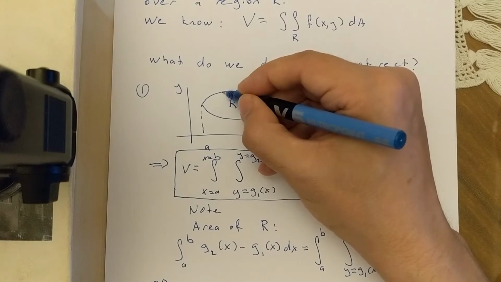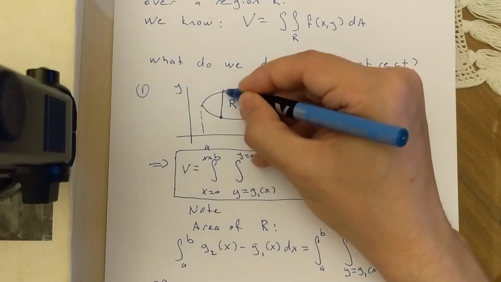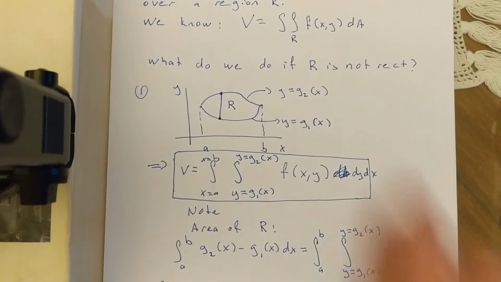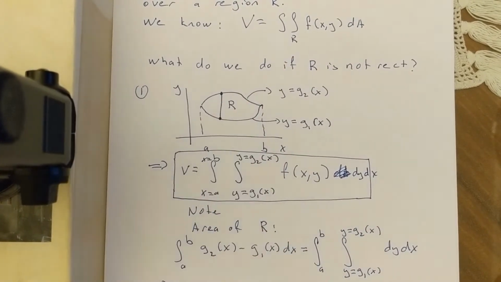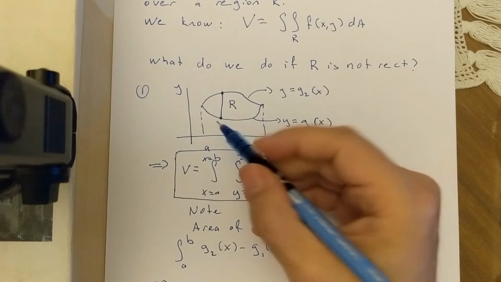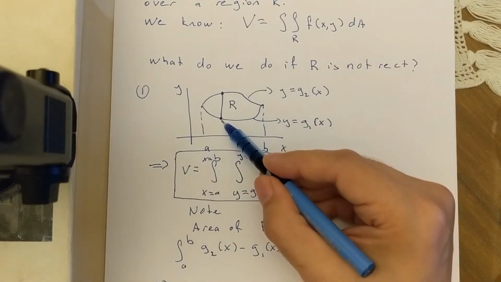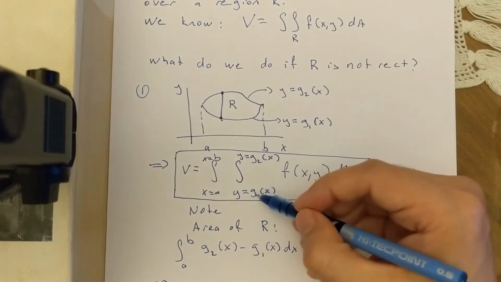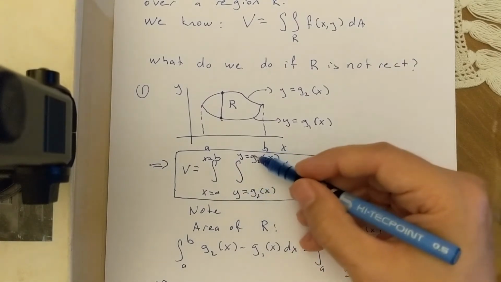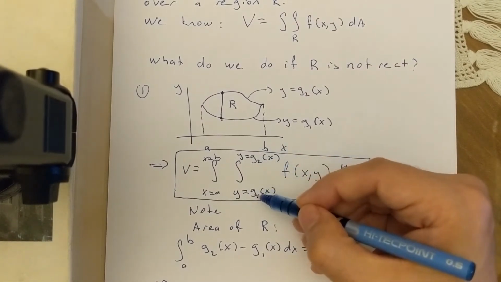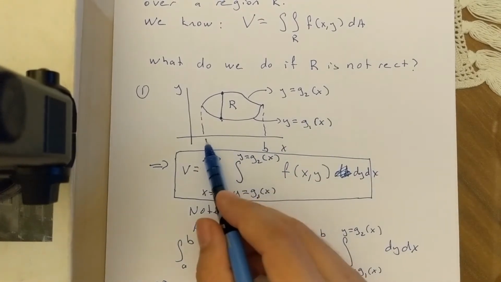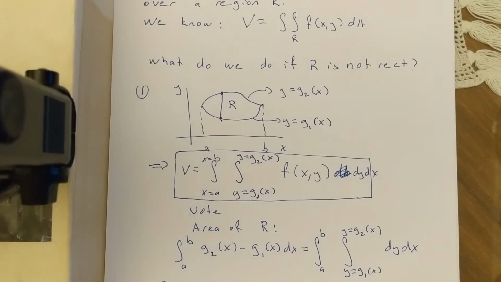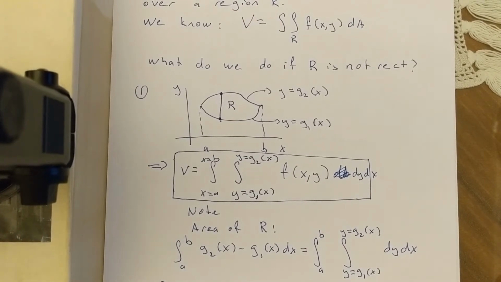I'm going to do vertical cross sections first. So I'm going to look at this vertical line. So y changes from the bottom curve g1 of x to the top curve g2 of x. So y goes from g1 to g2, bottom to top, and x goes from a to b, dy dx. Okay, very simple. We'll talk about why that is in a second.